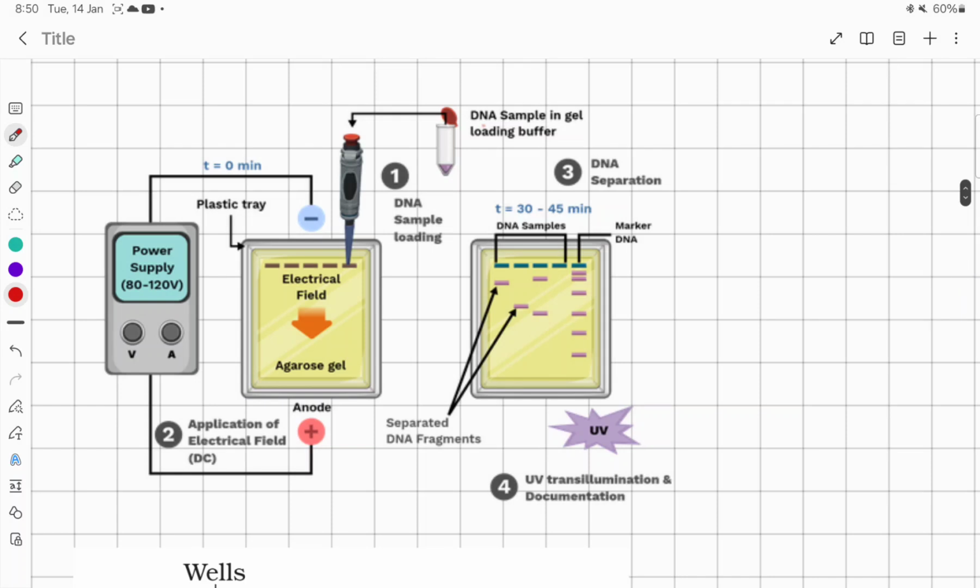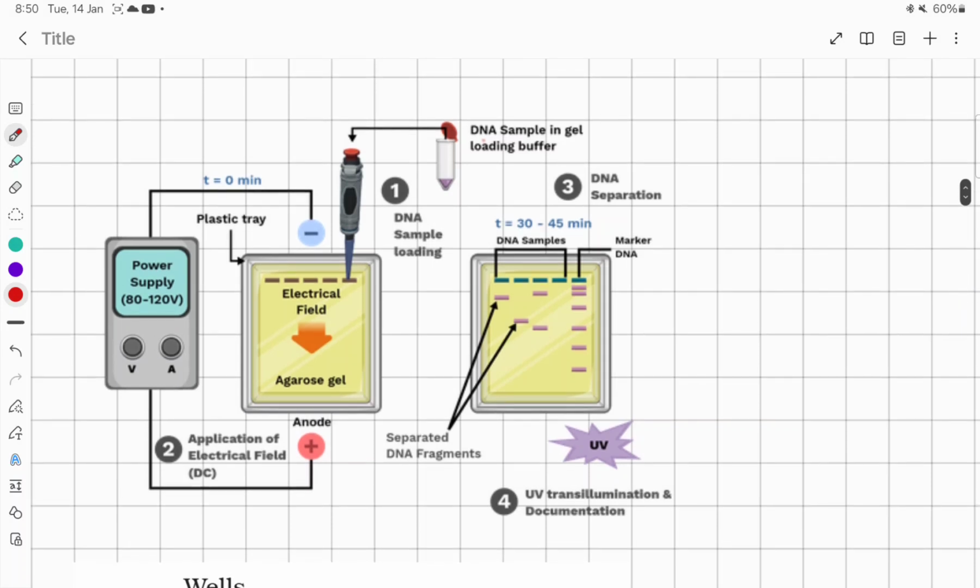So you can see, this is the electric field created because one side is the cathode and the other side is the anode. We have the power supply on, so the electric field is applied. Then we have loaded the DNA sample here, and the agarose gel is put here.